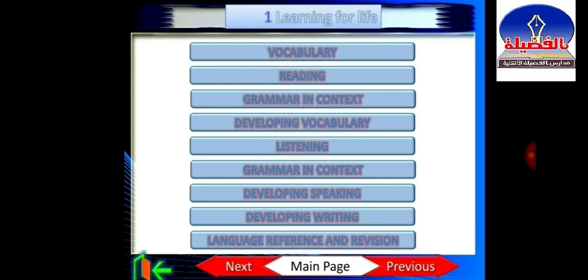The grammar of the unit is about modal verbs. But let's know what is a modal verb or what is a modal. As we know, a modal is a type of verb. It's an auxiliary verb or a helping verb. زي ما بنقول المودال verb اللي هو الفعل الناقص أو الفعل المساعد.